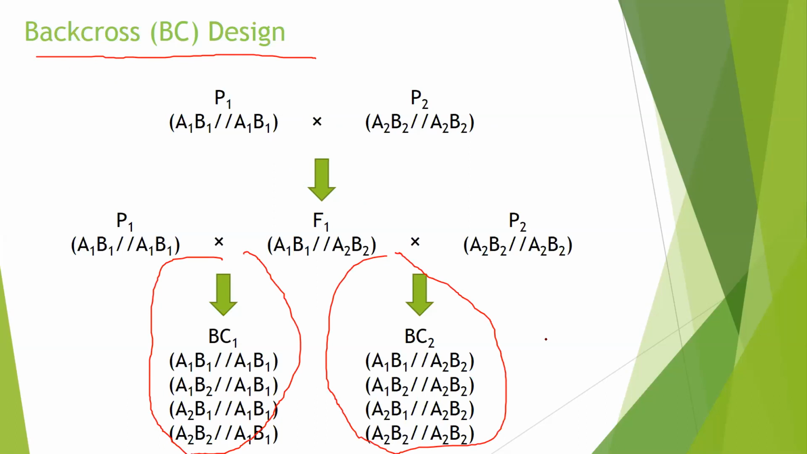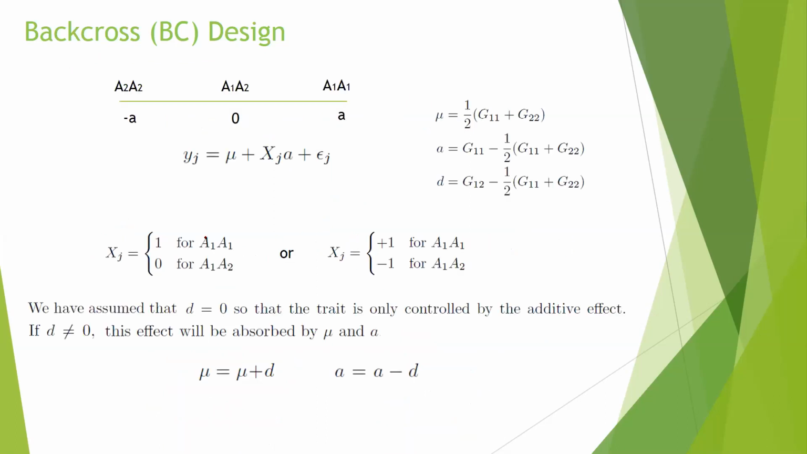And we only have how many genotypes here? So in any backcross design, we only have 2 genotypes, either A1A1 or A1A2, right? That's the backcross. All right.